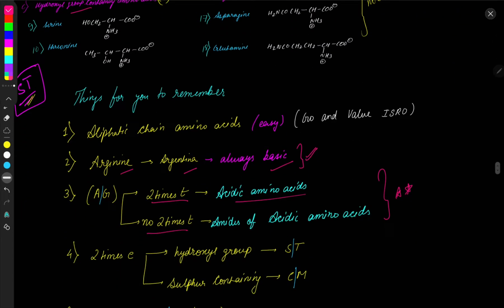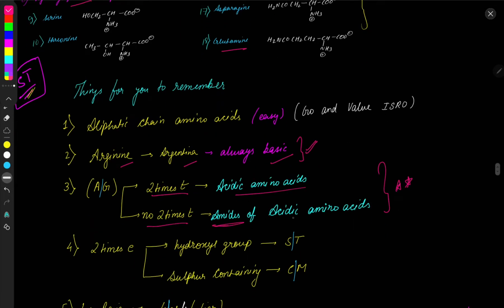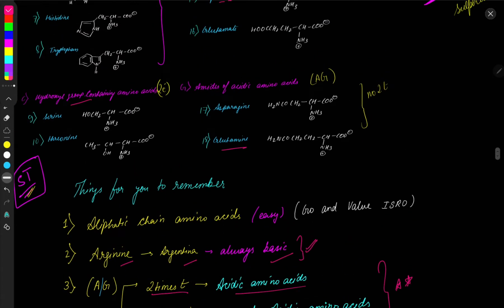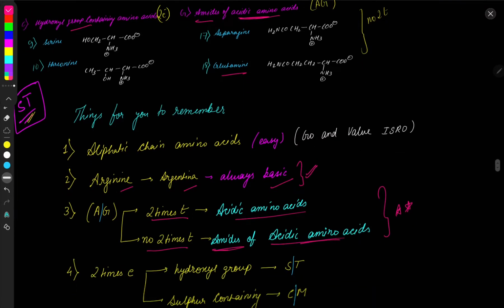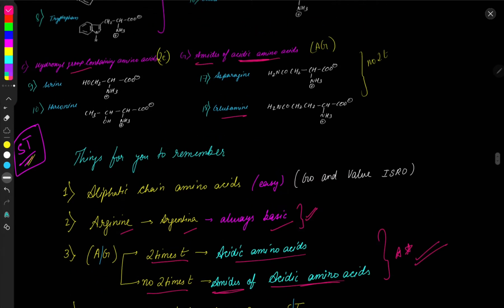If there is no 2 times T, for example, let's take glutamine. There is only one T right here. There are no double T's. So we'll say it is an amide of acidic amino acids. So this trick you have to remember: in the case of A or G, if there are 2 times T, it is an acidic amino acid. If there is no double T, then it is an amide of acidic amino acids.